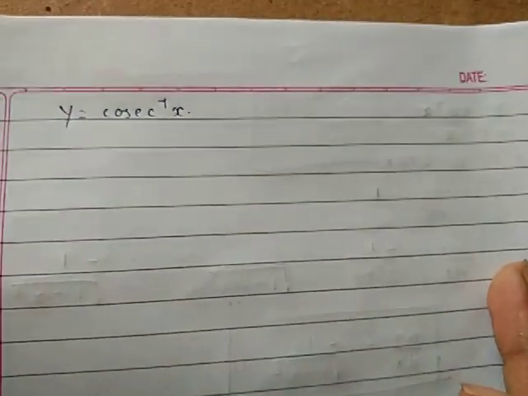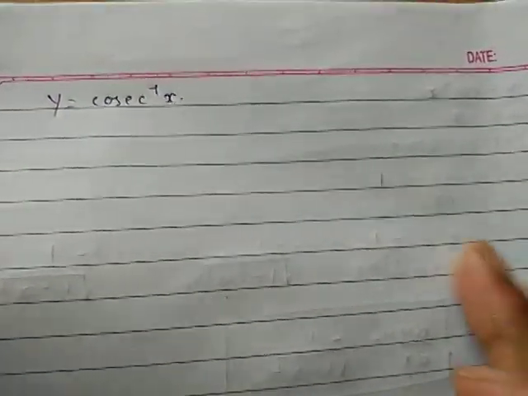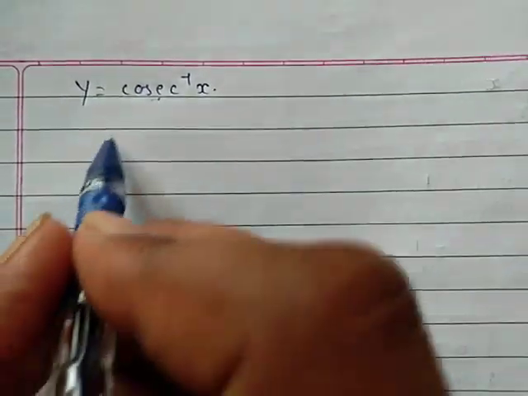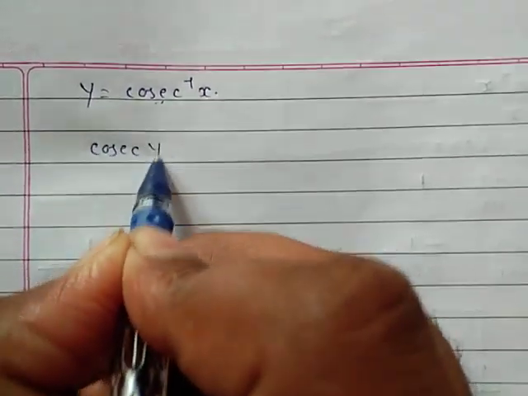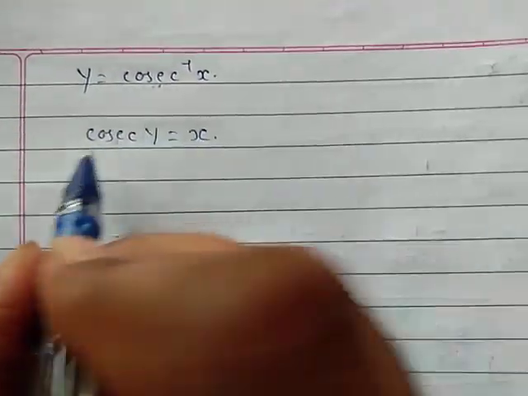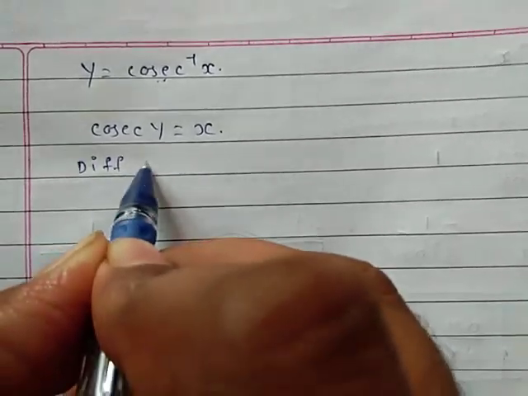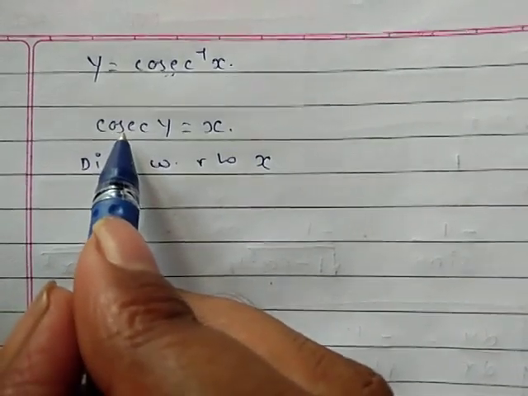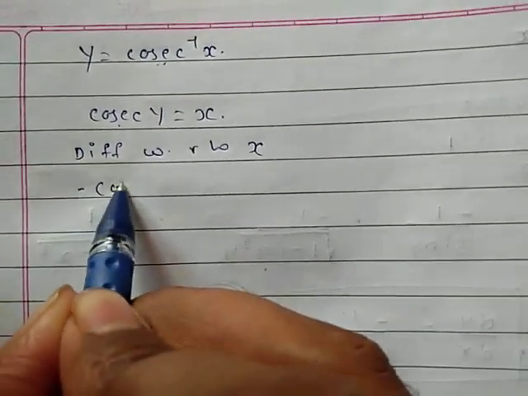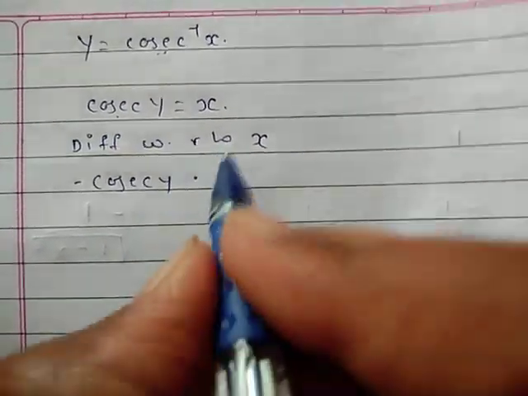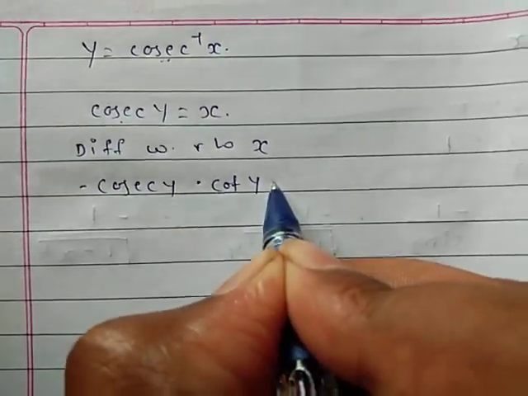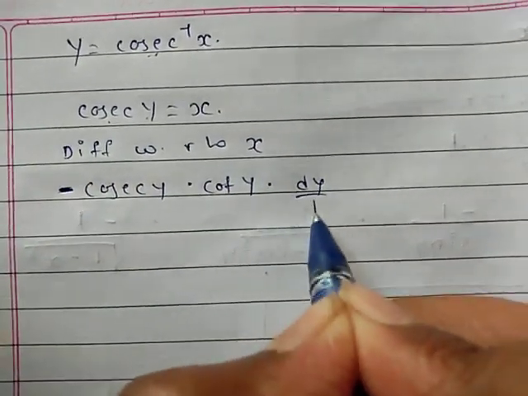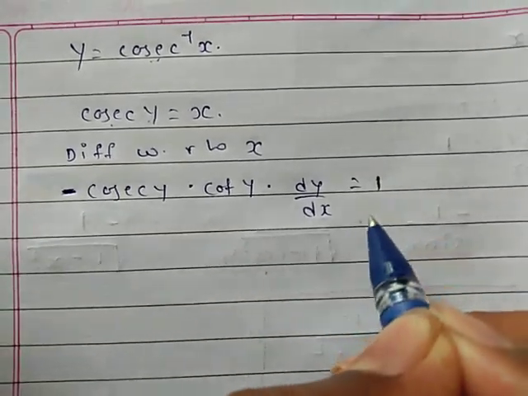So the next function is y is equal to cosecant inverse x. Since we need to interchange the cosecant inverse, it can be said that cosecant y is equal to x. So differentiating with respect to x, what is the differentiation of cosecant y? It is nothing but minus cosecant y into cot y, into, again, we need to differentiate y here, so dy by dx is equal to the differentiation of x, which is 1.